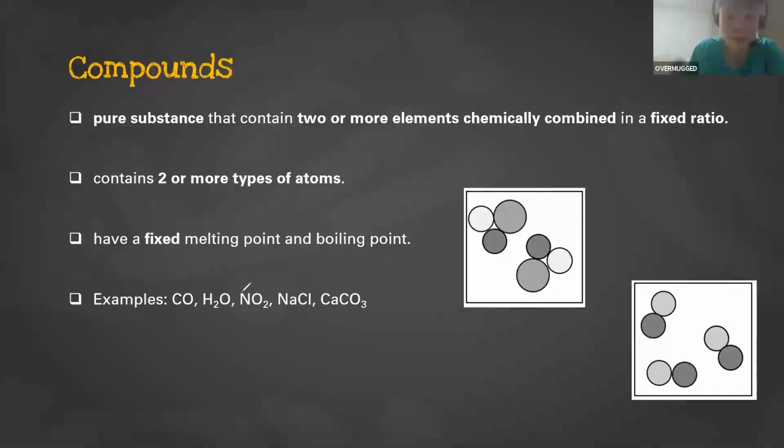Some examples of compounds: this is carbon monoxide, water, and nitrogen dioxide. And we have the famous sodium chloride, and calcium carbonate. From these chemical formulas, you can see that there are at least 2 capital letters. Each element is represented by a capital letter. So there are 2 elements over here, 2 elements here. This has a small letter, so this is 1 element, and this is the second element. Over here, I have 3 elements, so this compound is made of 3 elements. The rest are made up of 2 elements.